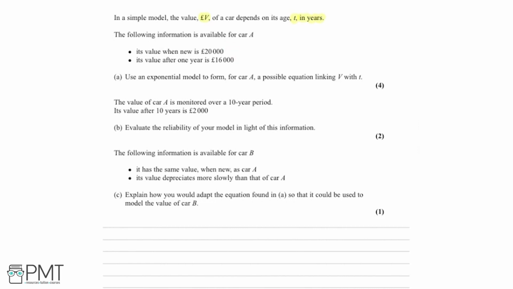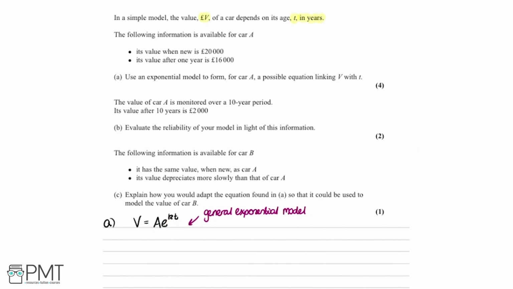So part A says we need to use an exponential model for car A to form a possible equation linking V with T. And this is a 4-mark question. Brilliant. So the first thing we're going to write down is V equals A multiplied by E to the power of K multiplied by T. So this is our general exponential model. And what we're going to do is work out what the constant A and the constant K are, using the information from these 2 bullet points up here.